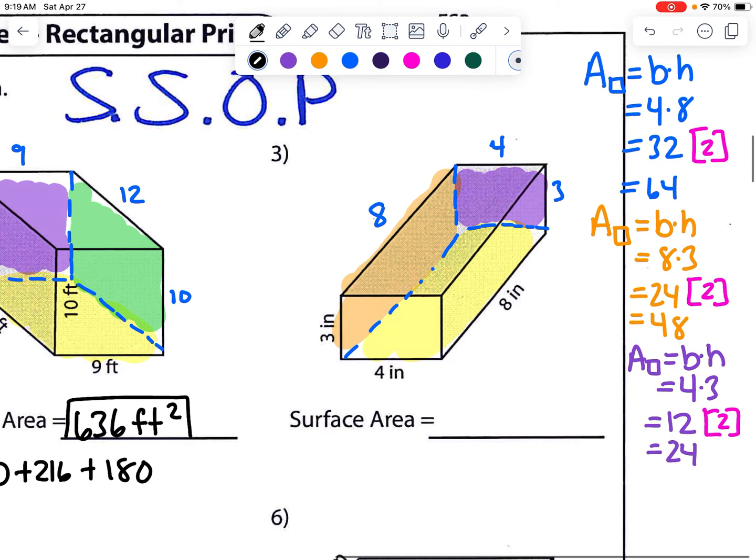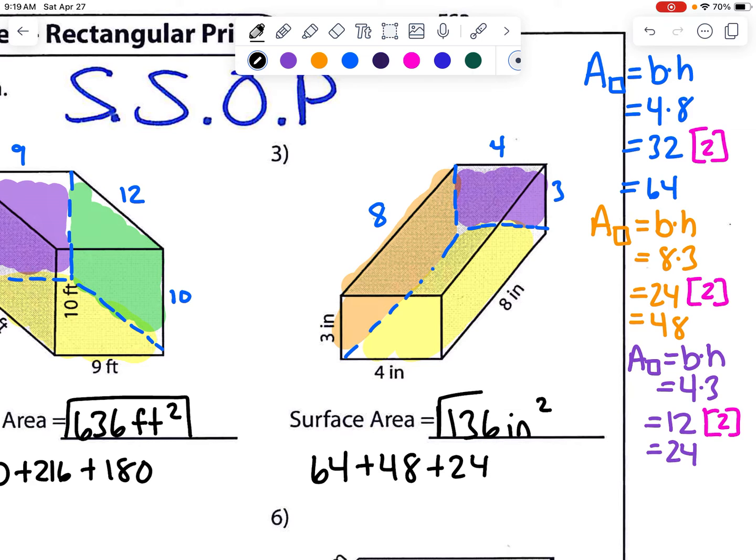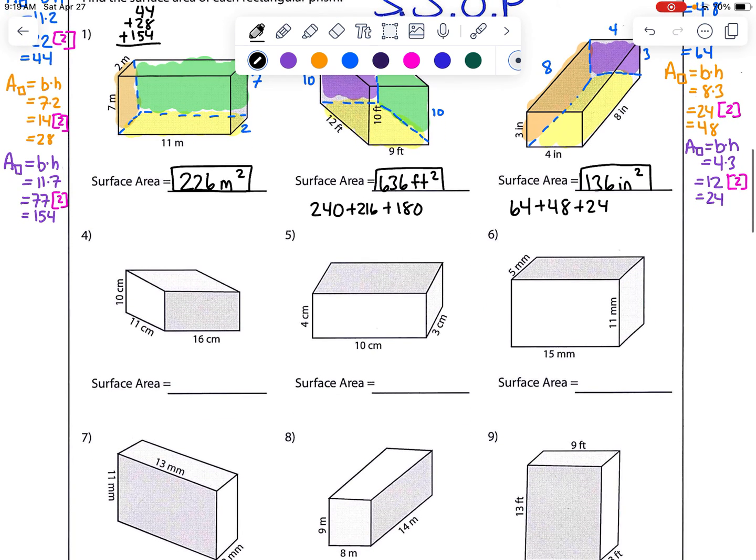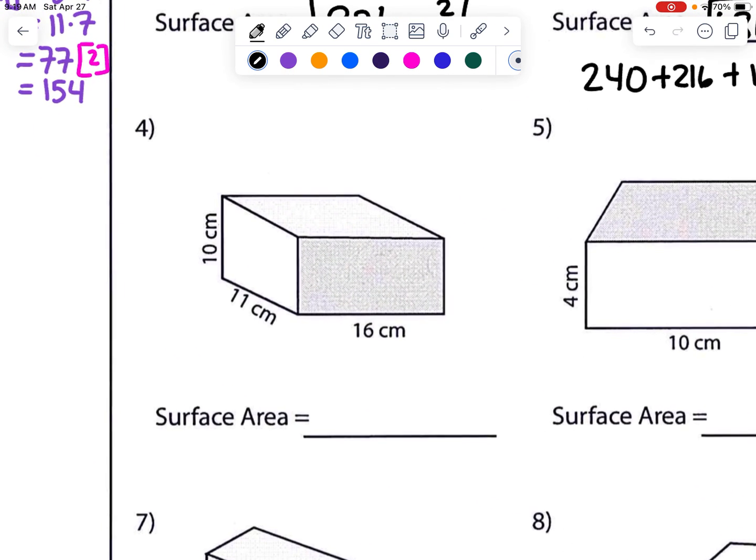And now what we're going to do is add all three numbers up. I have the 64 plus the 48 plus the 24. So when we add up all three of those numbers, we would get 136 inches squared. Remember that area is squared and volume is always cubic units. All right, moving along to number 4.